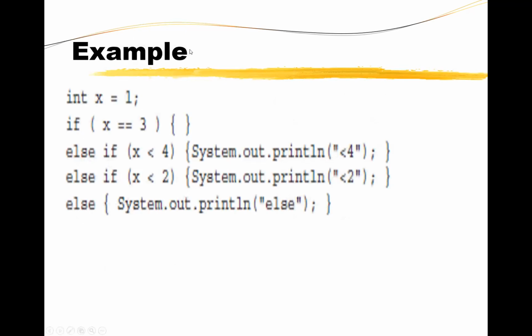Right now, again, you can see here, this explains x is equal to 1. It checks if x equals 3. If not, it's going to check whether x is less than 4. Again, it's going to check if x is less than 2. And it's going to display else. Right now, tell me what's going to be the output here. x is equal to 1. What would be the output?